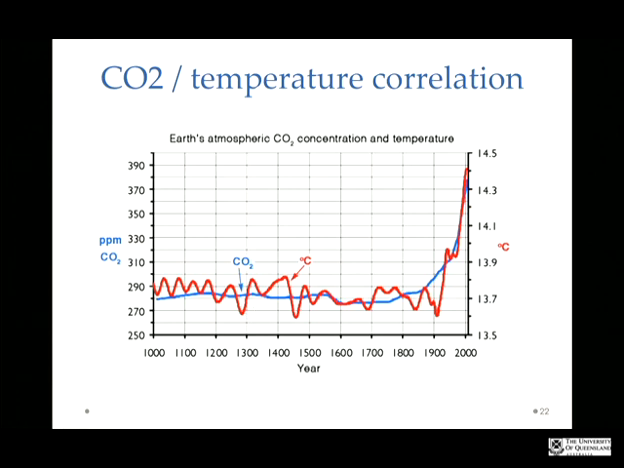Temperature's obviously wobbled up and down because it's affected by things like volcanic explosions, changes in the solar cycles, things like that. So that's fair enough. But the track is the same. And then suddenly, after the mid-1800s, we start to get this massive increase in both temperature and CO2.